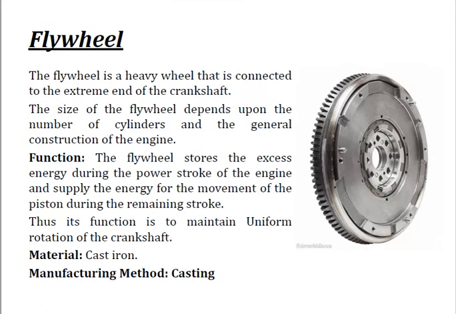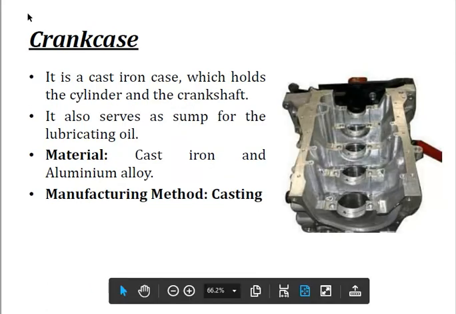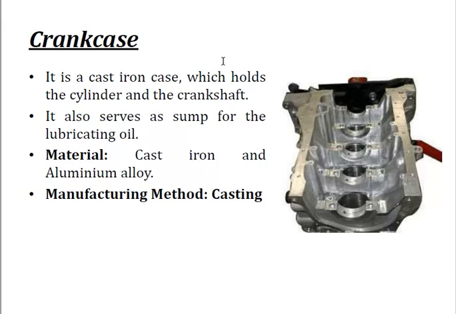Moving ahead, the next component we will see is the crankcase. Now what is a crankcase? Basically the crankcase is made up of either cast iron or aluminum alloy, and it is an enclosure which holds the cylinder block and the camshaft.